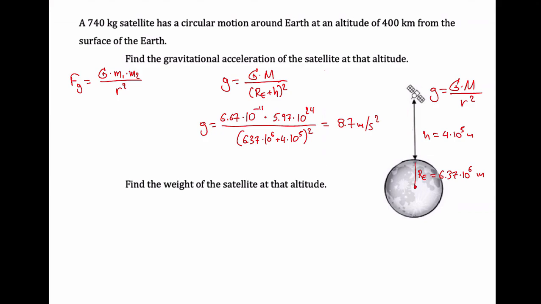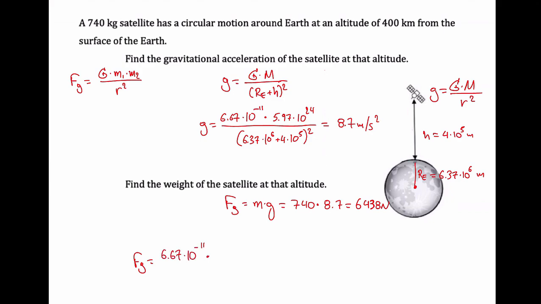And we need to find the weight of the satellite. We have two options for this case. Either we will just say that the force of gravity is mass times g, but in this case the g is not 9.8, it is less than this, so we can say 740 multiplied by 8.7. This brings approximately 4,038 Newton.